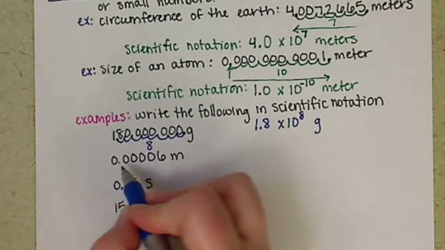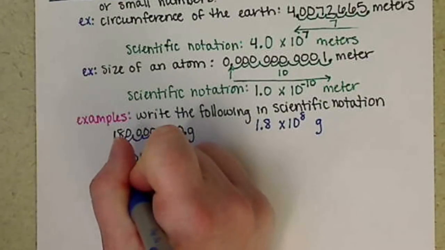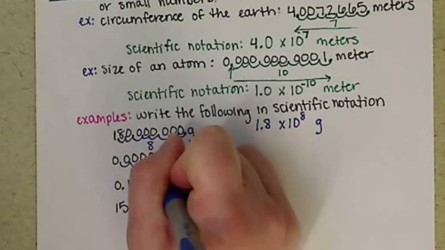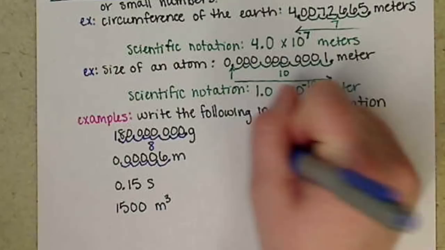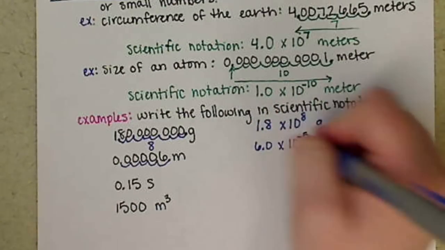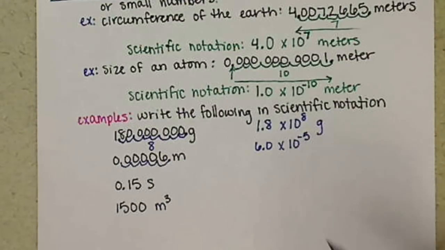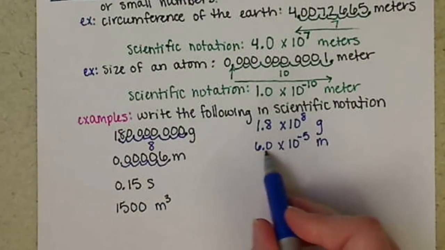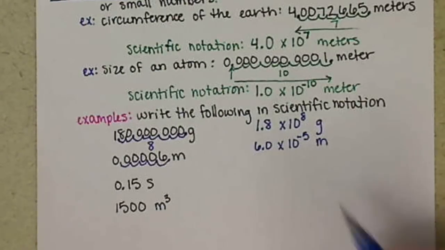Same thing here, we find our decimal. We're going to move it to the right of our 6. So we're going to move it 1, 2, 3, 4, 5 times. So we have our 6 times 10, and we moved it 5 times, but this number is a small one, so we want the negative value, and we put our units on the end. So we have 6.0 times 10 to the negative 5 meters.